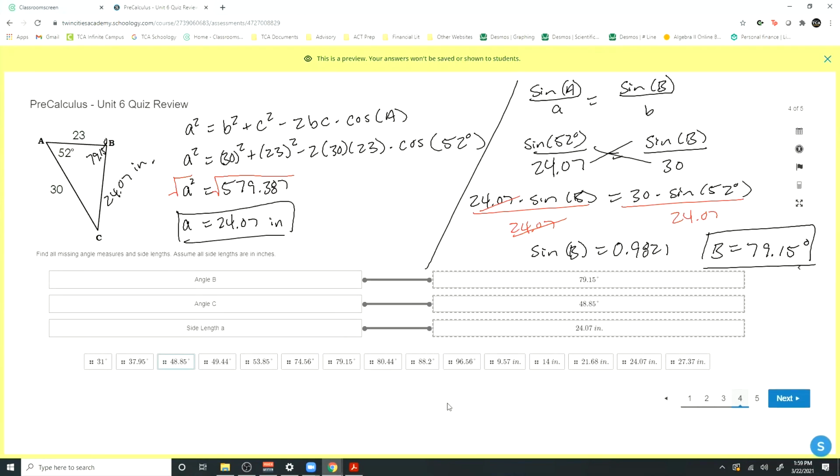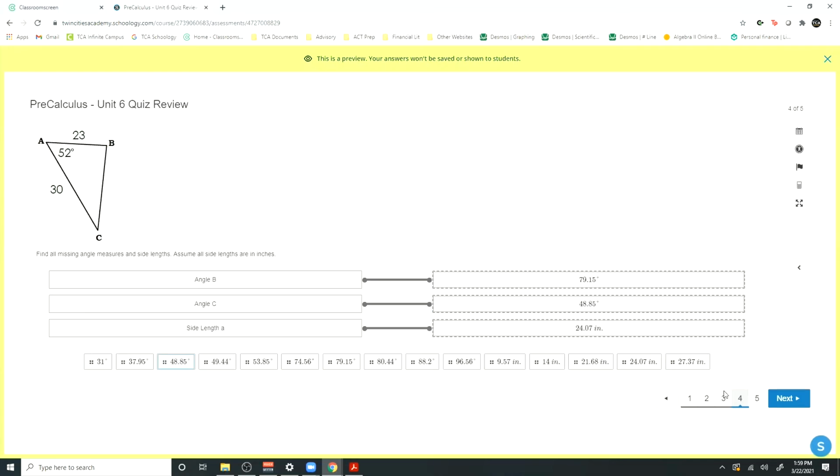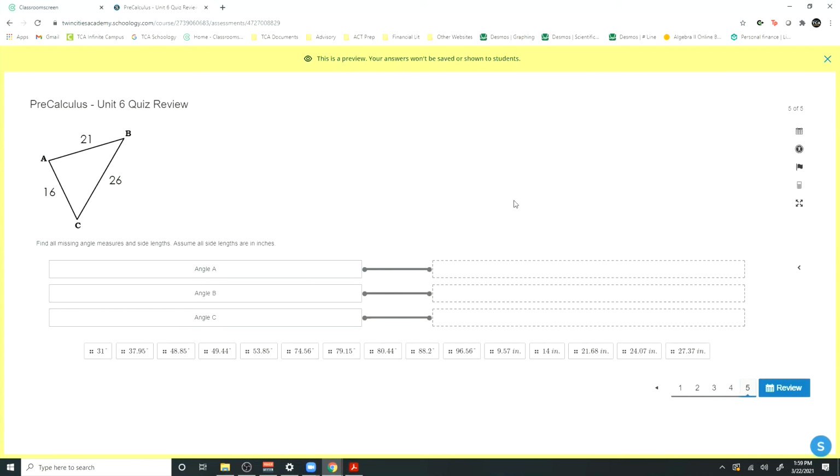All right, in that case, let's move on to our last problem. Let's clear this. And the last problem that we'll have today is this triangle. I know all 3 sides, but I don't know any of the angles.